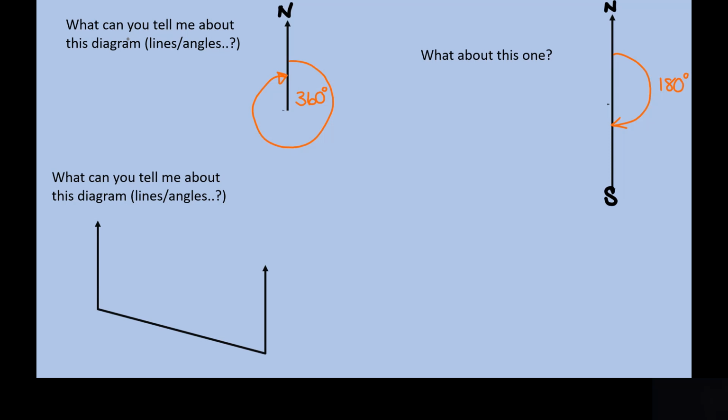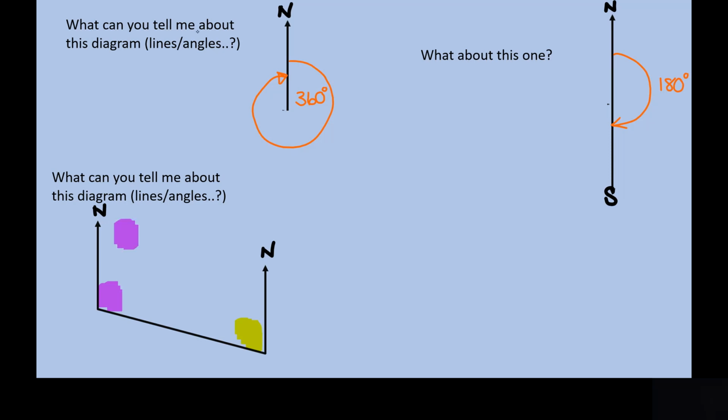And I will continue now. What you might notice on here is that you have two north lines. And in between you have two spaces or two angles. So we've got this one here, and we've got this one here. Is there anything that you know about those two angles together?